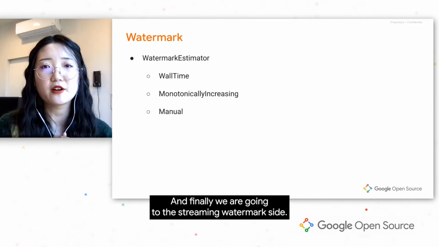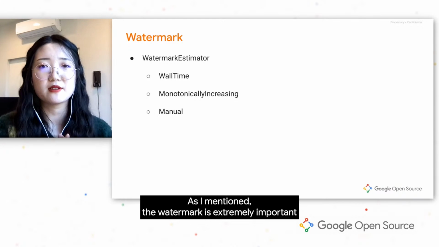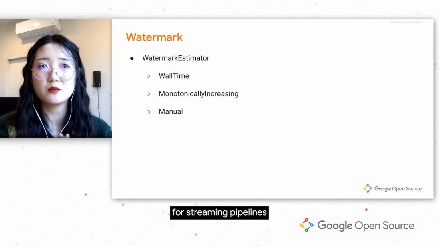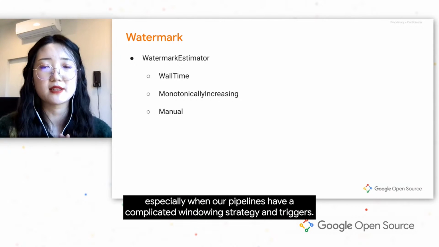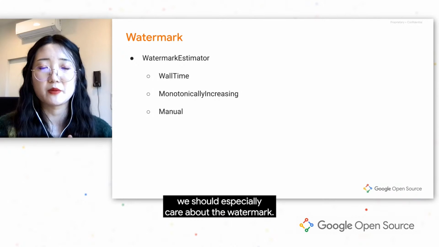And finally, we are going to the streaming watermark set. As I mentioned, the watermark is extremely important for streaming pipelines, especially when your pipelines have complicated windowing strategies and triggers. So when we're building our source based on Splittable DoFn for streaming, we should especially care about the watermark.